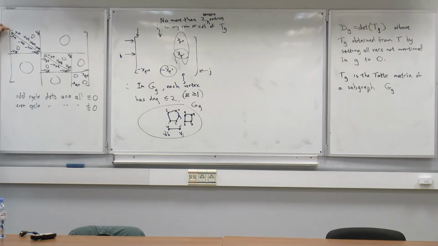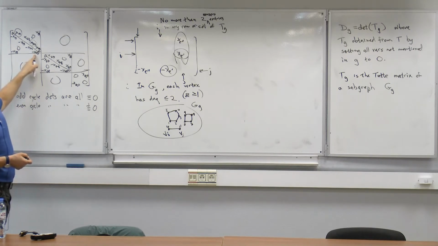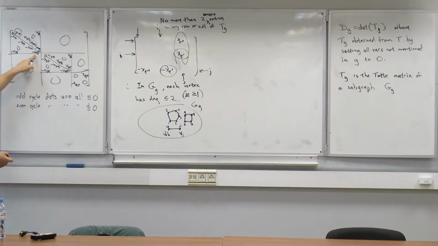So the only two non-zero terms I get this way is if I pick either x12 or x15. Suppose I pick x12. If I choose x12, then notice that I can't choose x23 because it's in the same row. So I need a permutation. That means I have to choose x34, because I have to choose something in that row that contains x23. But now if I choose x34, I can't choose x45 because it's in the same column. So the one that I have to pick in the last row is going to be x15.